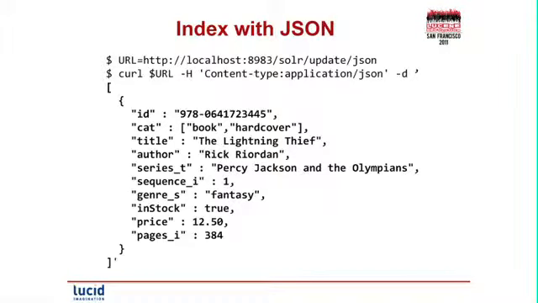We can now index with JSON. The format I'm using here is actually not in 3.1, but is on trunk in 3.2. It's a slightly simplified form where you can have an array of just JSON objects, instead of having the add tag and stuff like that in there.